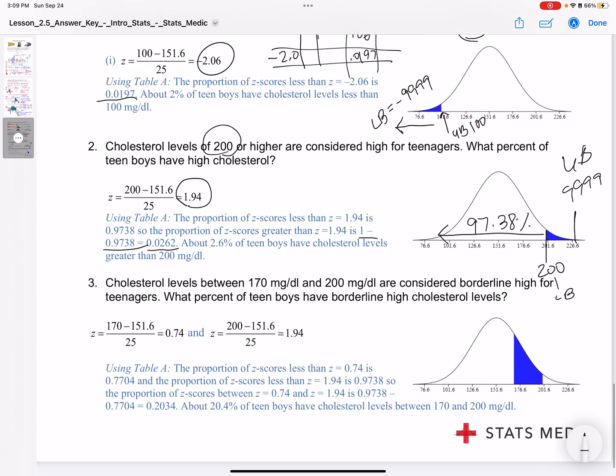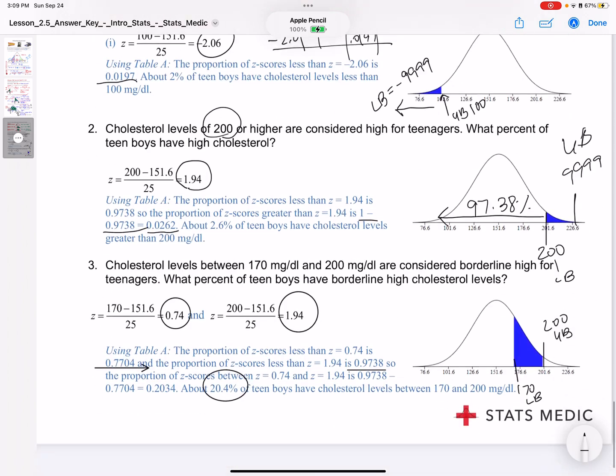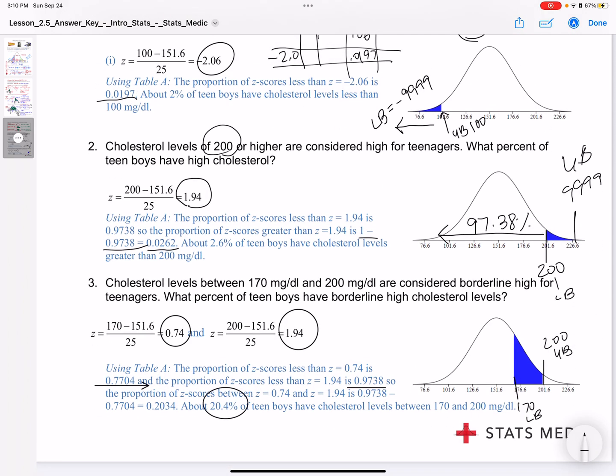And finally, the one in between, if you did it on the chart, you're going to have to find value 1 and look it up and get a percentage. If you found this percentage, you get 77.04, and then value 2, and if you look that up, you're going to get 97.38. Then you're going to subtract the difference and get 20.4%. Again, if you did it from a calculator between 170 and 200, you're going to get lower bound for 170, upper bound for 200. Mean and standard deviation are still the same at 151.6 and 25, and you're going to get a very similar answer, about 20%.